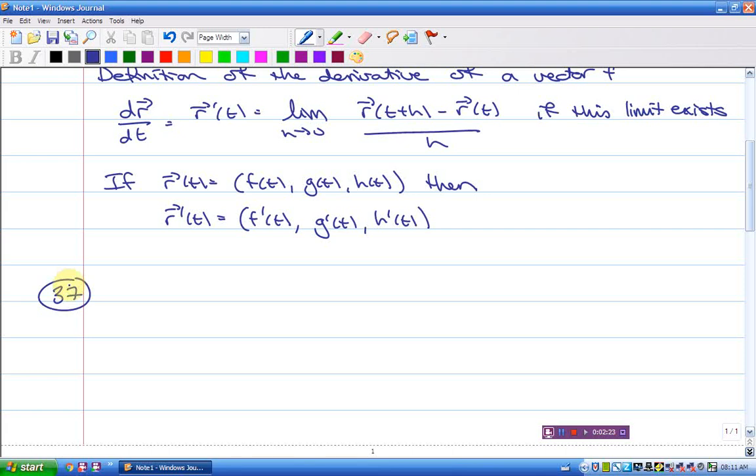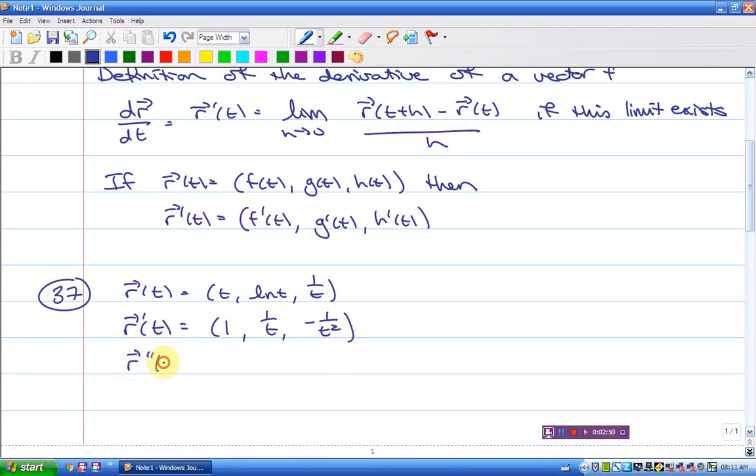37? Yes, 37. If r of t equals t, ln t, and 1 over t, then work out r of 1, r dash of 1, and r double dash of 1. Well, let's work out r dash of t. r dash of t will be 1, 1 over t, minus 1 over t squared. You simply differentiate each of the component functions.